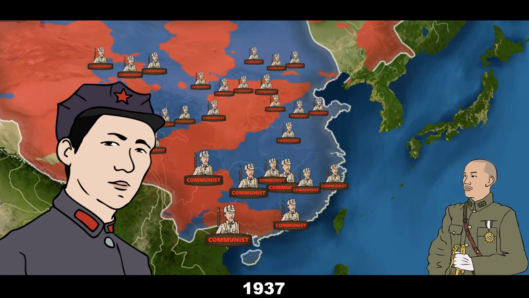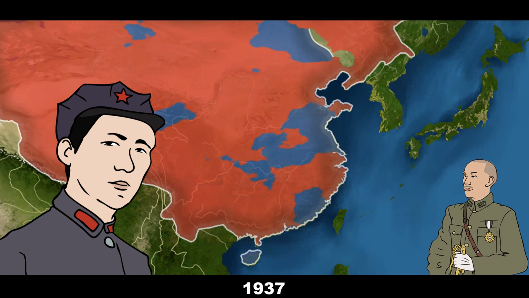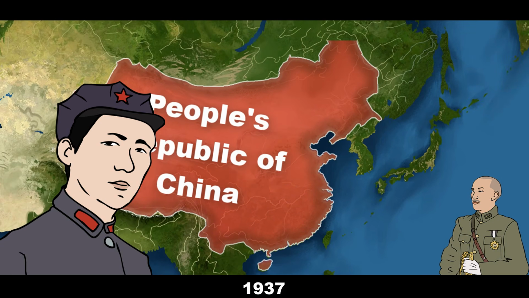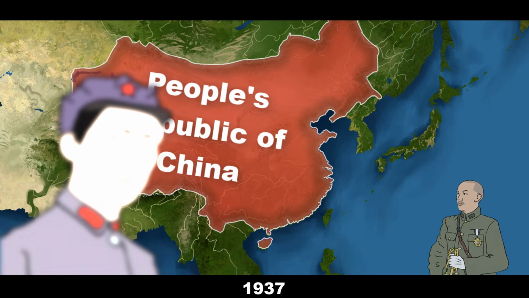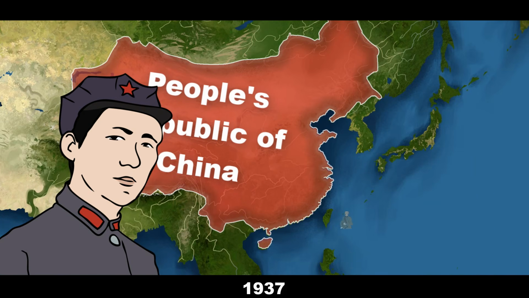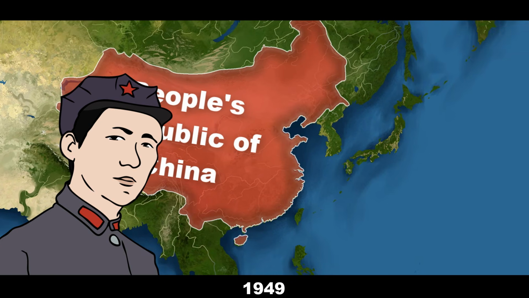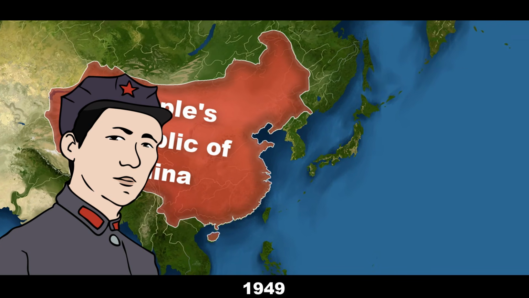With the capture of these two major cities, it would not be long before Mao was victorious and the People's Republic of China was established. Chiang Kai-shek and the defeated Kuomintang government went into exile in Taiwan in 1949, which to this day still has the official name of the Republic of China.